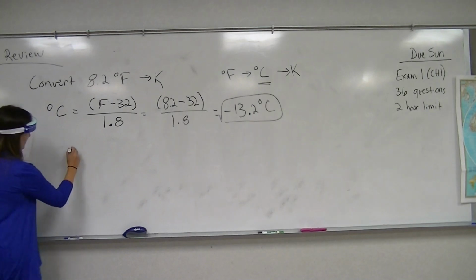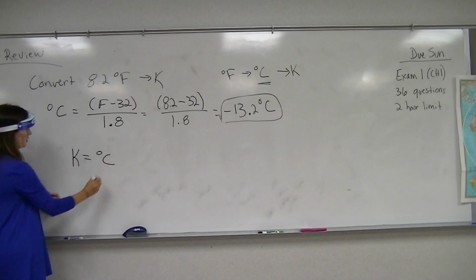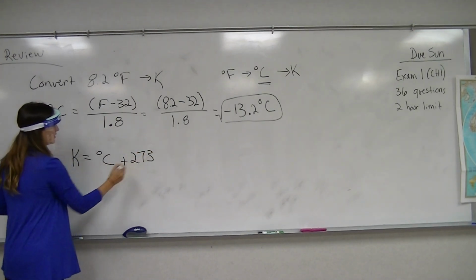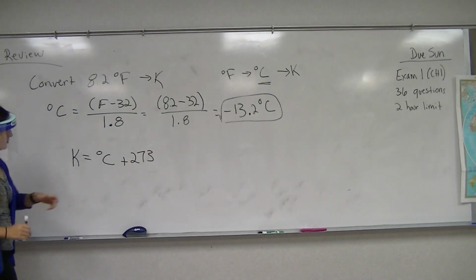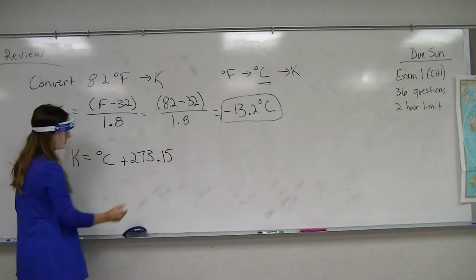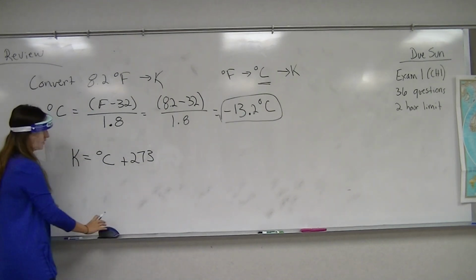To solve for Kelvin, we're going to take our equation where you have the degrees Celsius and you add 273 to it. Now I believe in the PowerPoints I give you the 273.15. Okay, you actually don't need that 0.15. If you keep it, it's fine.